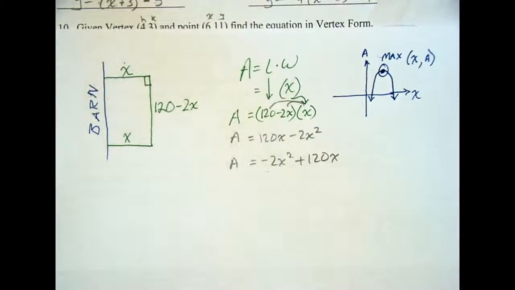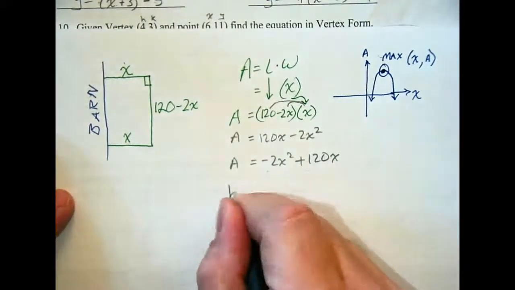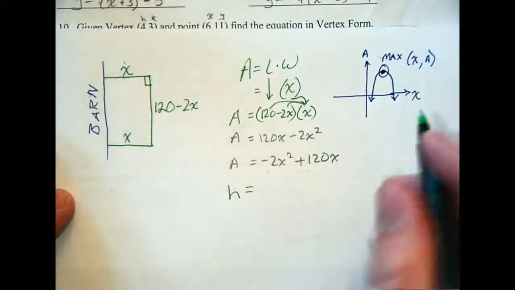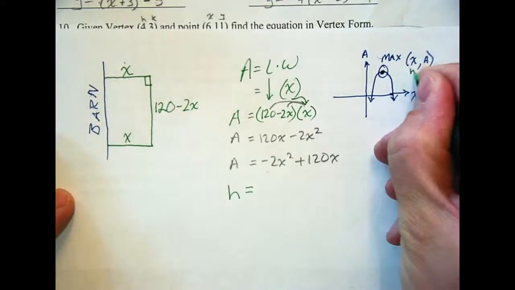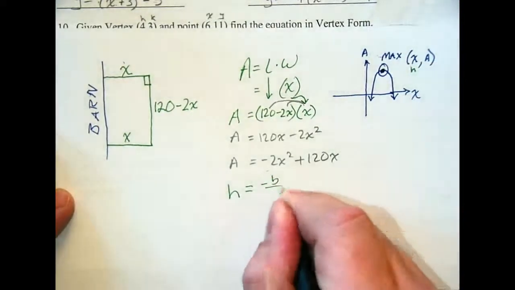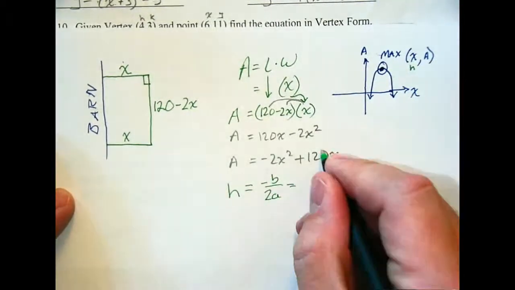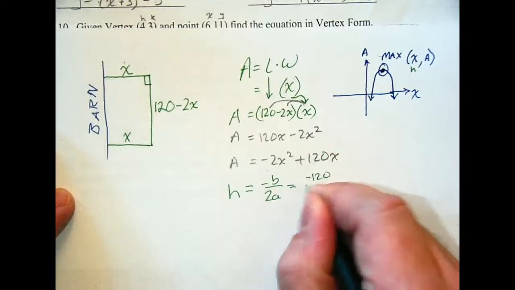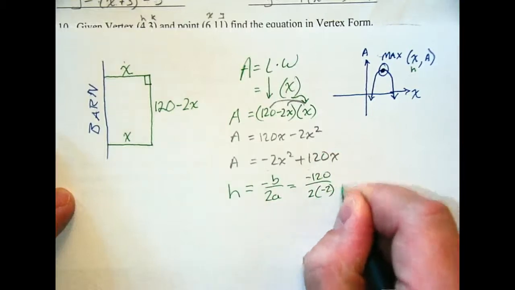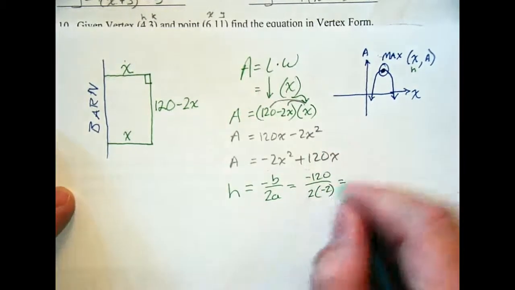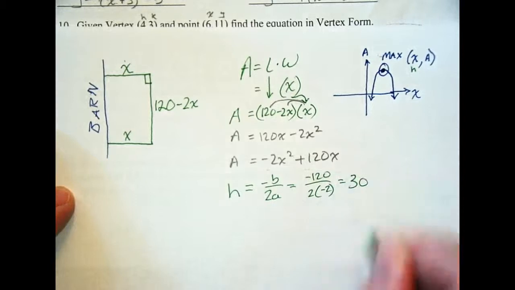Don't you do the opposite of b over 2a? Yeah, I'm going to find h. Opposite of b over 2a, that's my special x value. So in this case, negative 120 over 2 times negative 2, or negative 120 over negative 4, which is 30.